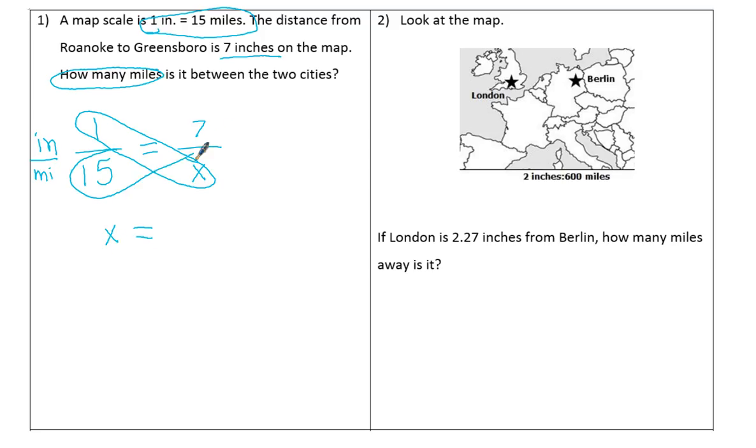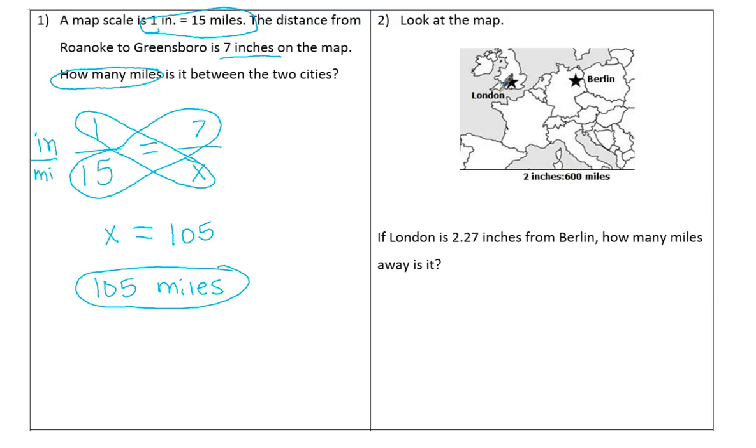And then 15 times 7 is going to be 105. So we don't even have to divide here because 1 times x, you'd just be dividing by 1 and you'll get 105 anyway. So x equals 105, or 105 miles, because miles is what we are looking for here. Looking at number 2, it says look at the map.